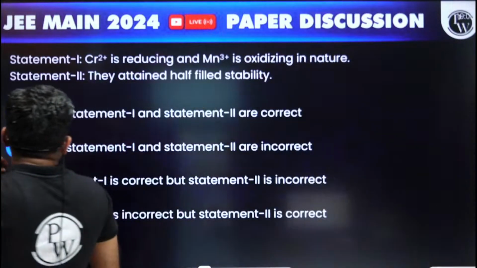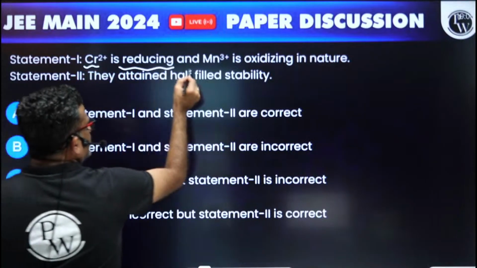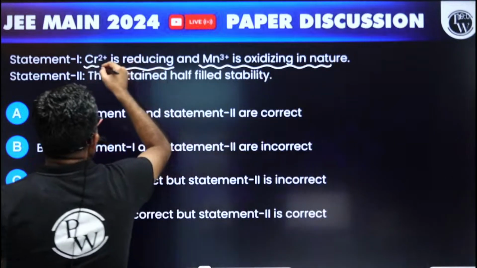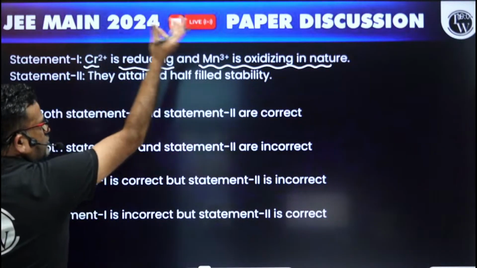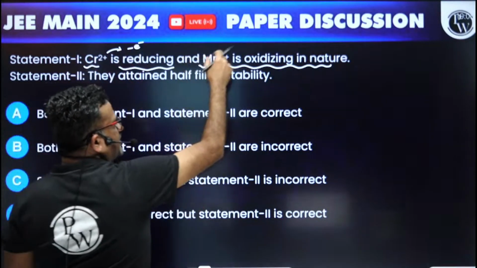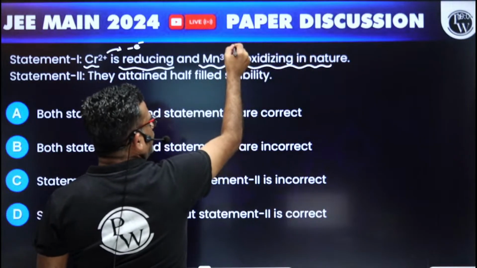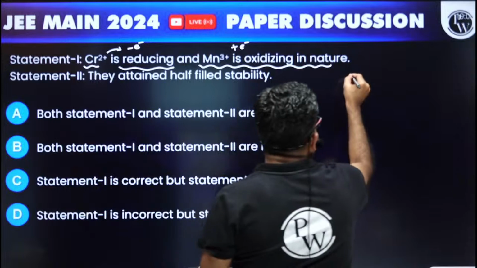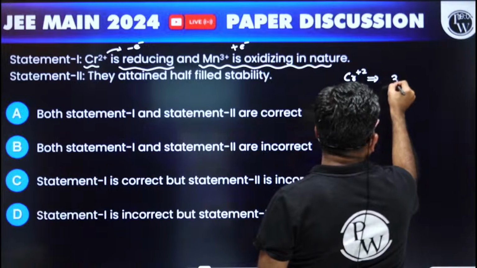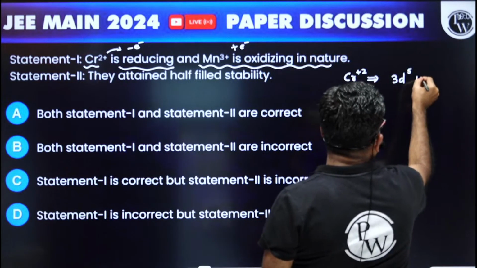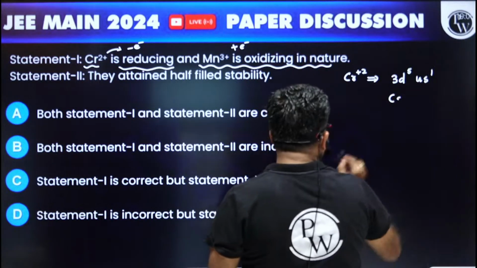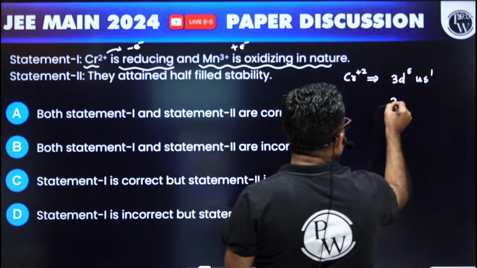Next statement: Cr plus 2 is reducing and Mn plus 3 is oxidizing in nature. Cr plus 2 is reducing means what? It is going to give electron, that means it is going to lose electron. Mn plus 3 is oxidizing, that means it is going to gain electron. So in case of Cr plus 2, the configuration of Cr is 3d5 4s1. If you come to Cr plus 2, it becomes what?